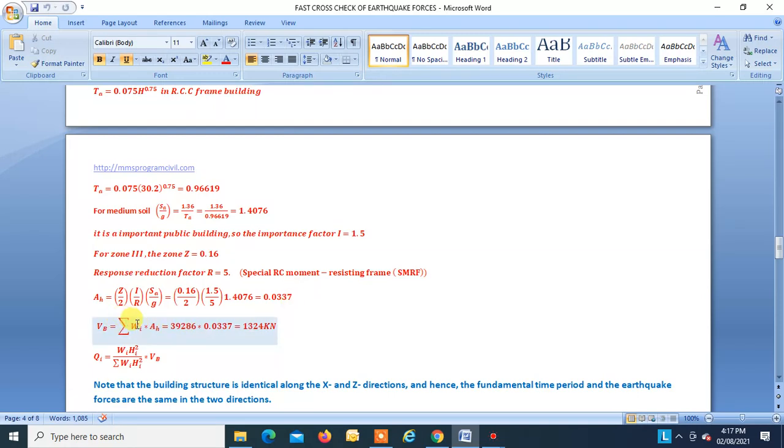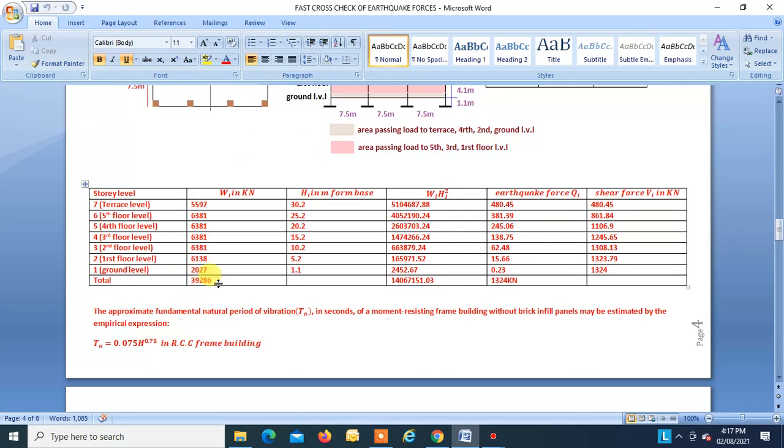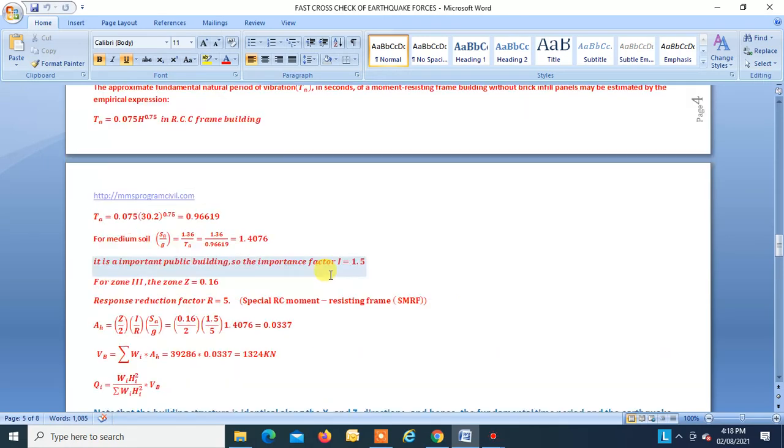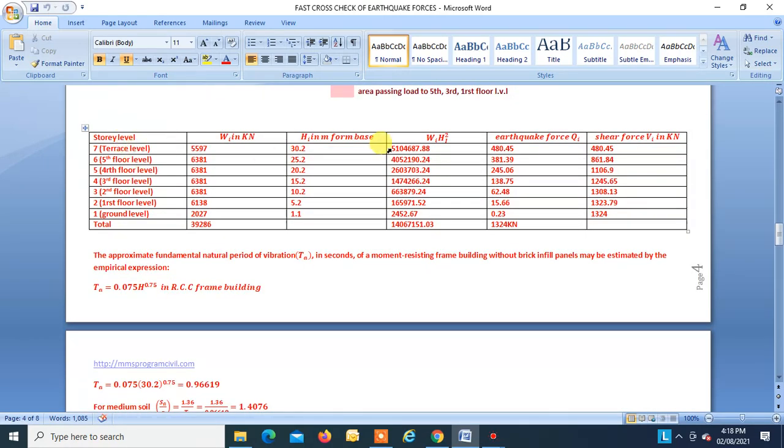Okay, now Vb is equal to the total seismic weight into Ah. Total seismic weight we know is 39286. So 39286 into 0.0337, this is equal to 1324. This is our base shear. Okay, actual value is 1323 point something, but I've rounded it off to 1324. Okay. Now you can very easily find Qi. Qi is Wi hi square divided by the sum of Wi by hi square into Vb. Okay. So for the terrace level, Wi by hi square is this. Sum of Wi by hi square is this. Okay.